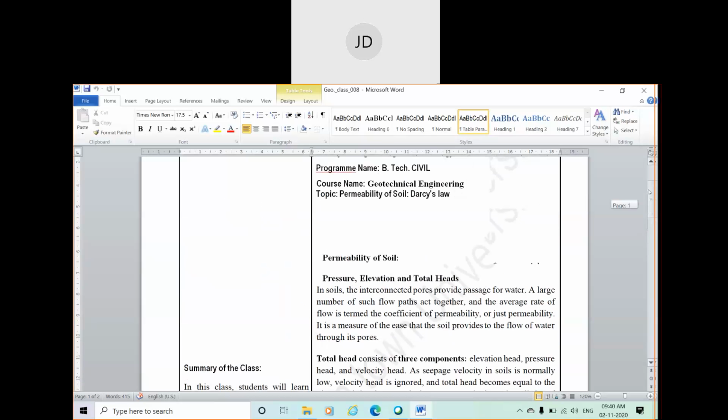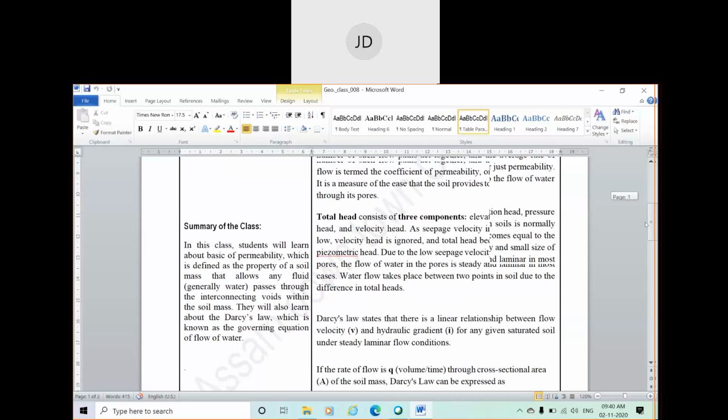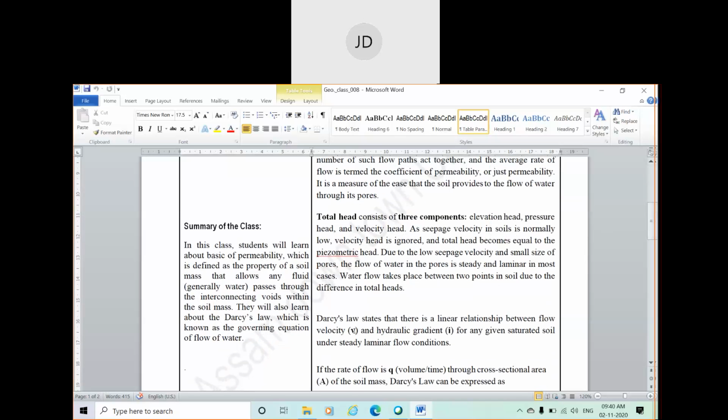Now, related to the flow of water through soil, Darcy has given one concept. Darcy is the name of a particular scientist, that's why the law given by him is known as Darcy's law. So what is Darcy's law all about?